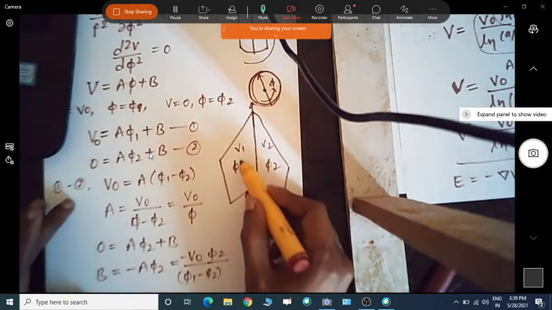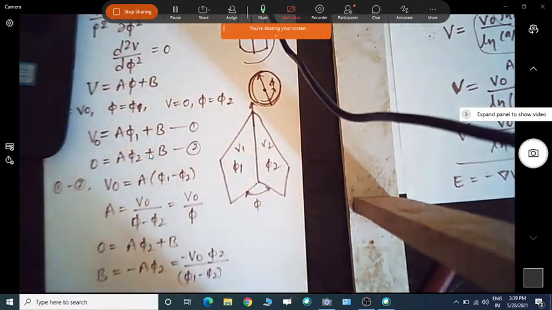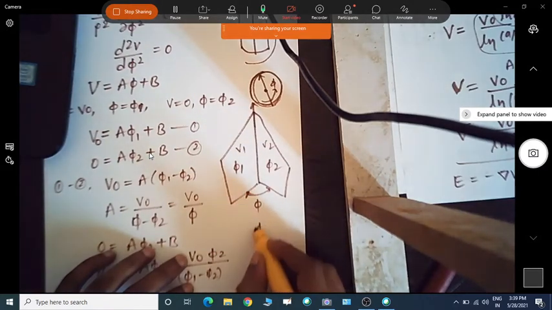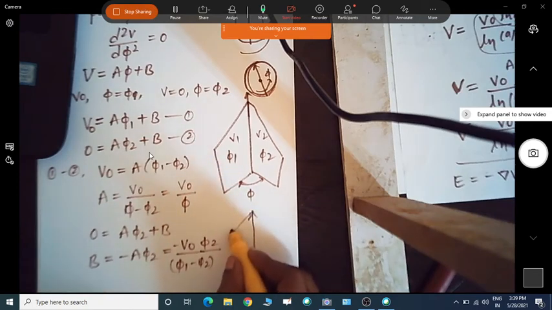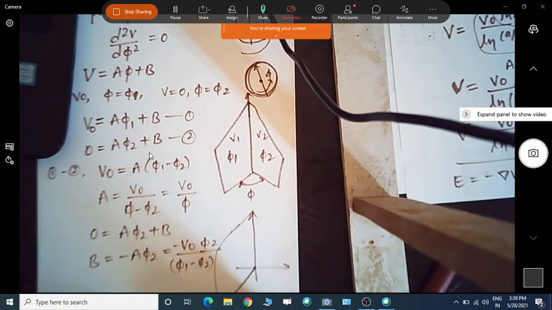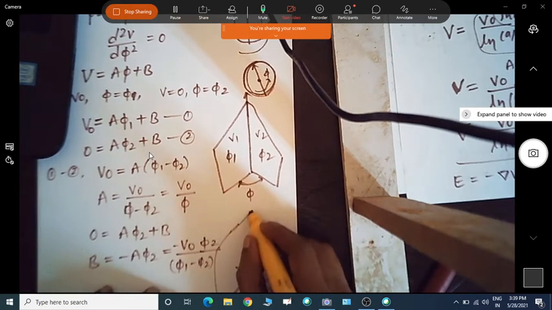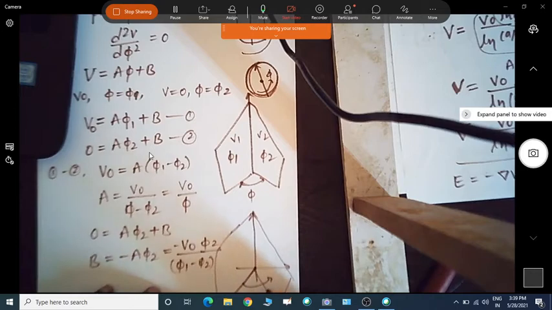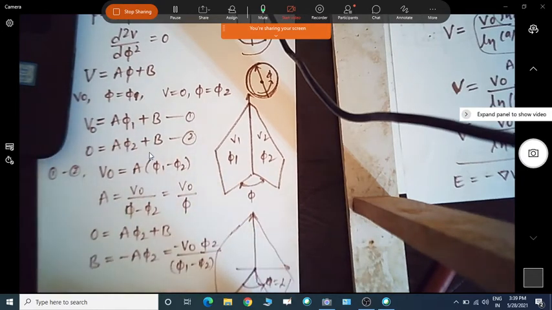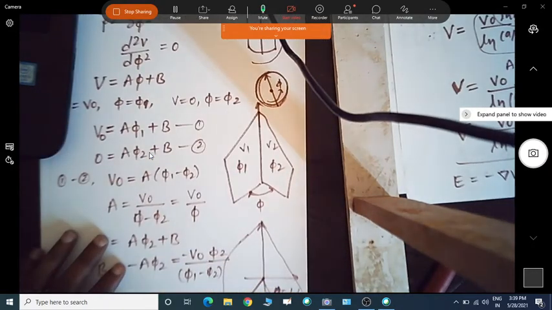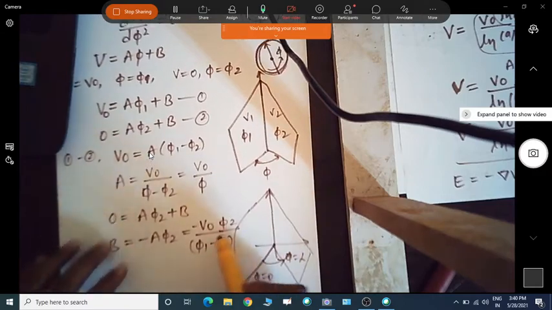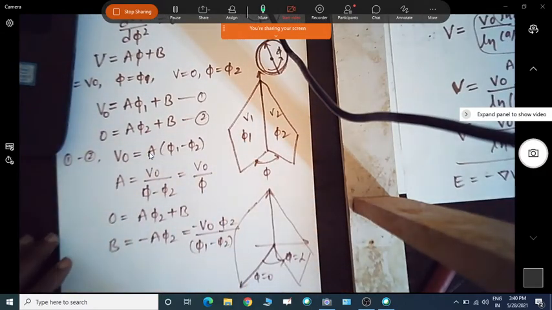Or we can take that any one of the phi will be 0, and another phi will be some angle. If I look at it from the axis point of view, say I place the plate exactly at x equal to 0, then we can have phi equal to 0, and if I place some other plate at some angle phi equal to alpha, in that case we can put phi 1 as 0 and phi 2 as alpha.